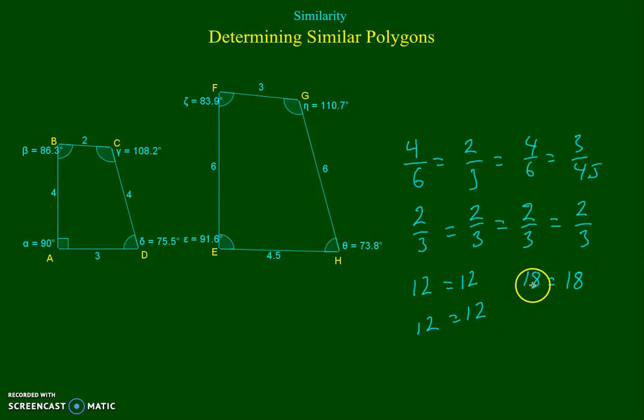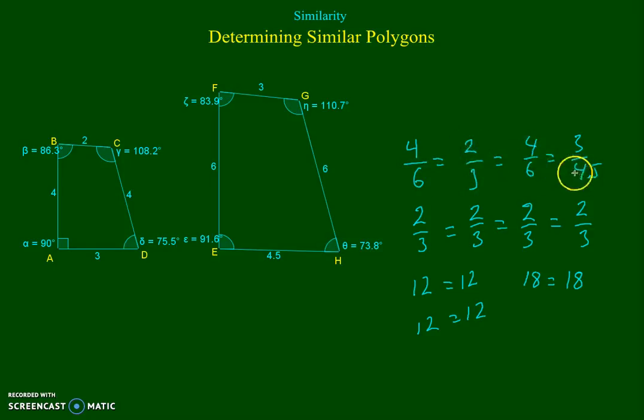Now, it shouldn't matter whether the number comes up 18 or 12. The issue is whether the equality is maintained. Since 18 equals 18, this is a true proportional. Since 12 equals 12, this is a true proportional. And since 12 equals 12, this is a true proportional. So all these values are in proportion.